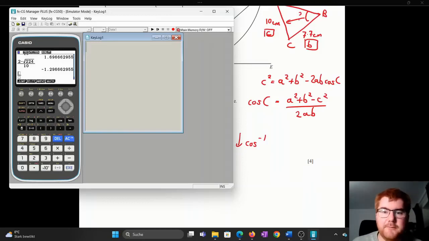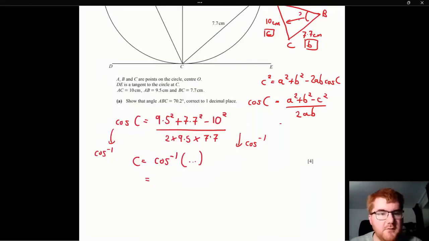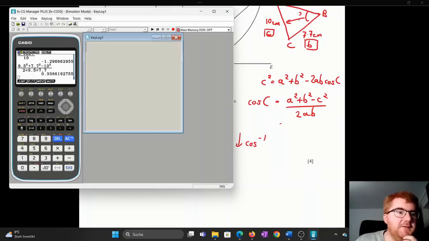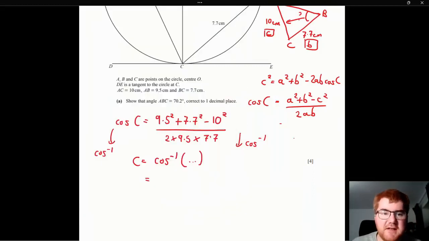So we have, well, let's have 9.5 squared. And just be really careful as we pop this in. Plus 7.7 squared minus 10 squared, over 2 times 9.5 times 7.7. It's going to give some horrible decimal, that's right. Then we'll do inverse cosine of this answer, shift answer. And that gives us 70.207.